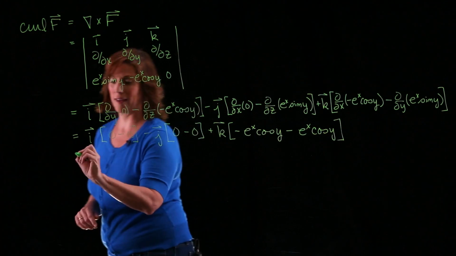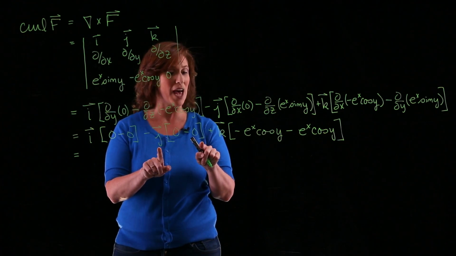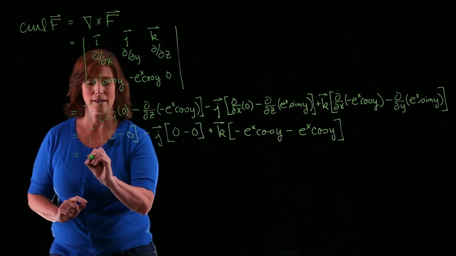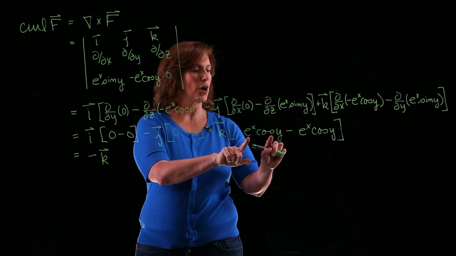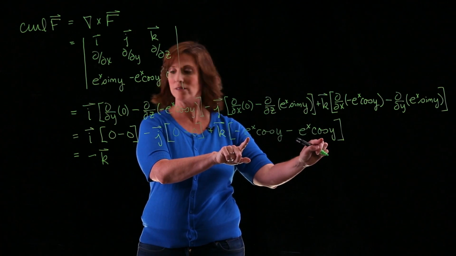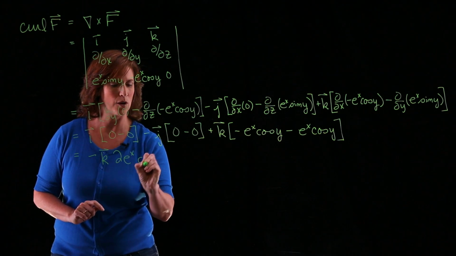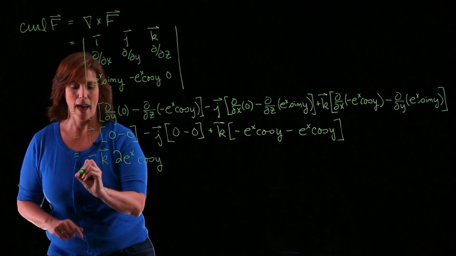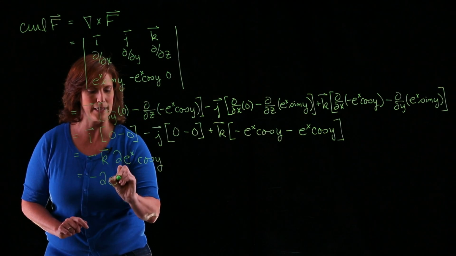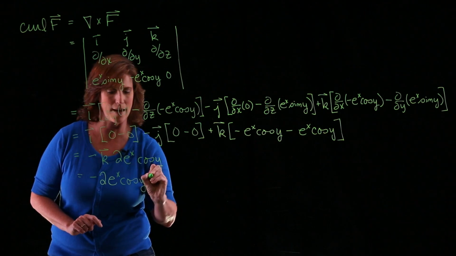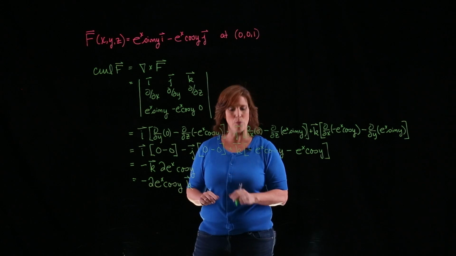All right, simplifying. I have 0 times i minus 0 times j minus, I'll have my vector k, e to the x cosine y minus e to the x cosine y, so that will be 2 e to the x cosine y. And normally we put the vector afterwards, so let's write that as minus 2 e to the x cosine y times my vector k. So that's the curl at any point.